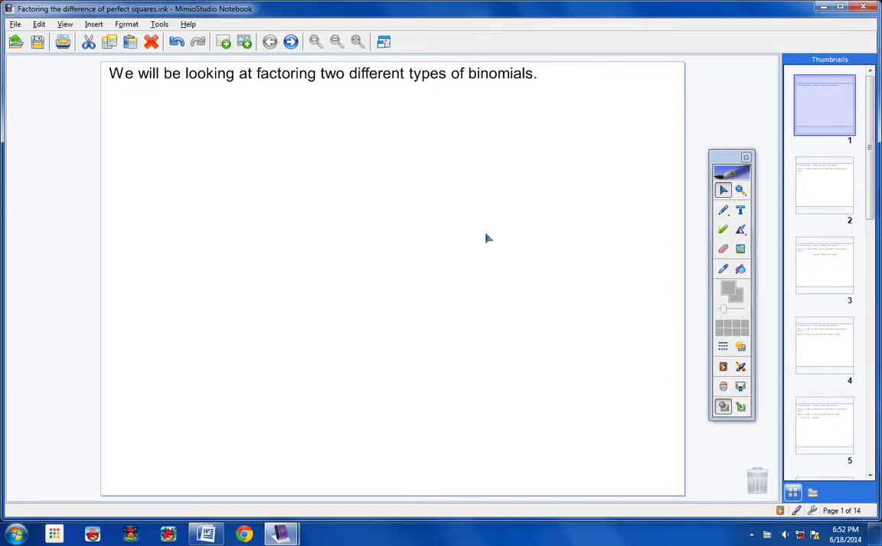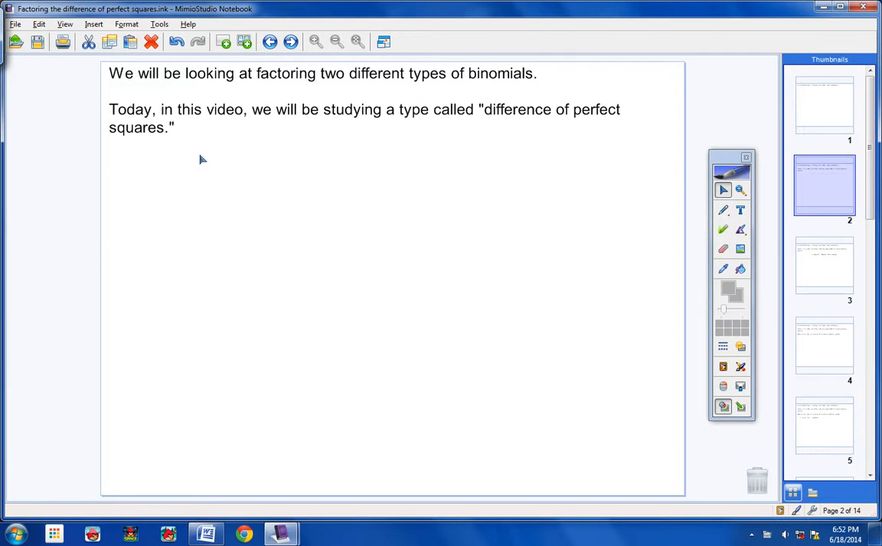We are going to be looking at factoring two different types of binomials, okay? So far we've looked at factoring trinomials with a lead coefficient of 1, and trinomials without a lead coefficient of 1. Now we're going to look at factoring two different types of binomials. Today in this video we're only going to study one type, called the difference of perfect squares. Okay, so I'd like you to write this heading down: factoring the difference of perfect squares.